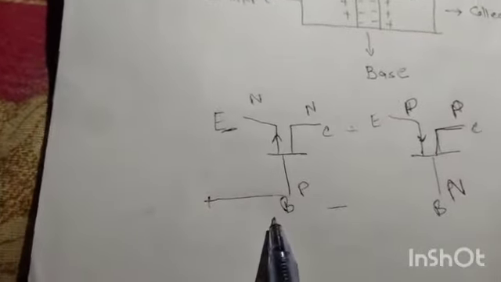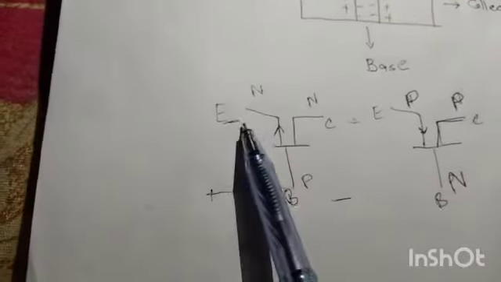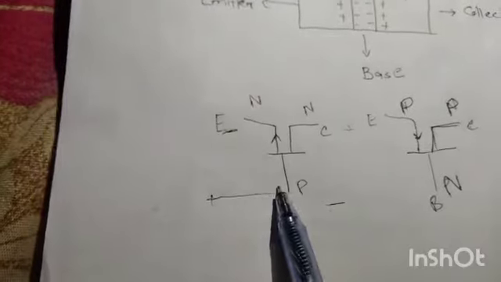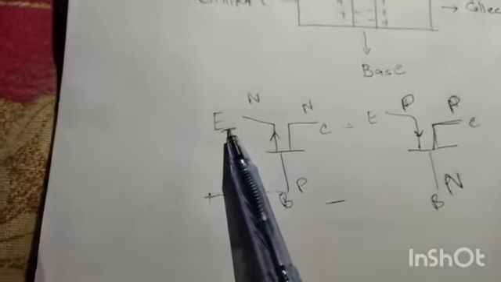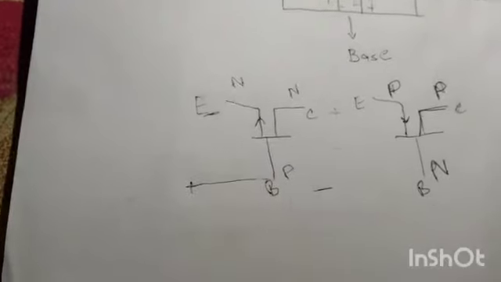Now when the emitter-base junction is made forward biased, meaning P is connected with positive and N is connected with negative, you know that the conventional direction of current is from positive towards negative. So current flows from base towards emitter, meaning from P towards N. Clear?